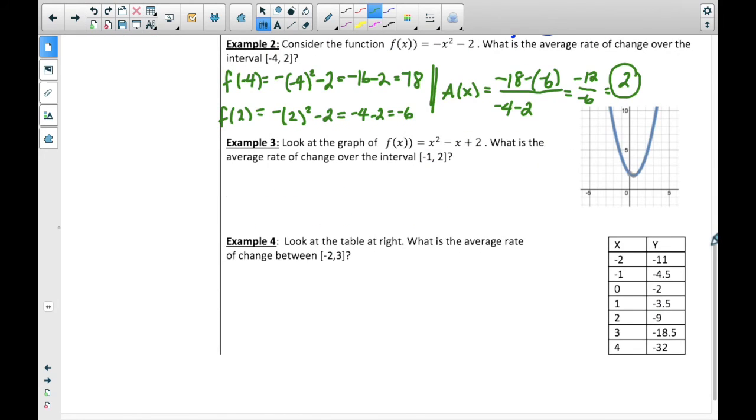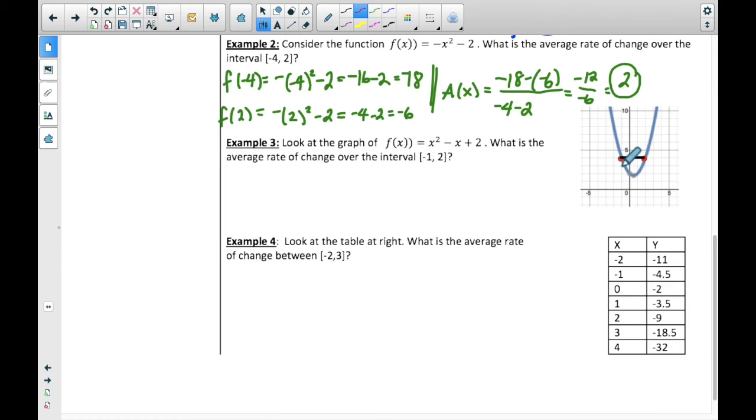In this next example, we're given a graph. And if we're able to make sense of it on the graph, then we could do that. And so if you look at the graph, it's a little bit hard to read this graph, but I think I can see that at negative 1, the graph goes up to 4. And at positive 2, the graph goes up to 4 also.